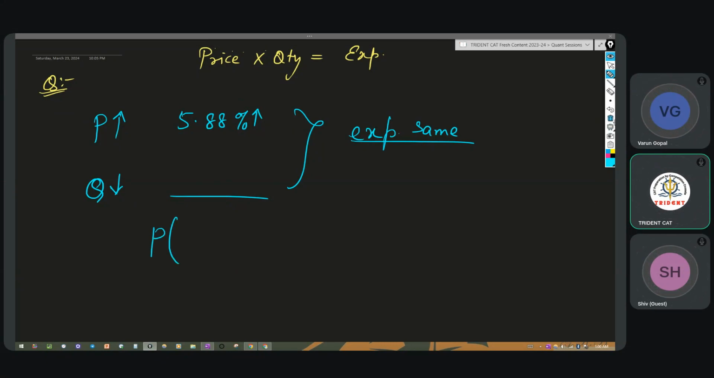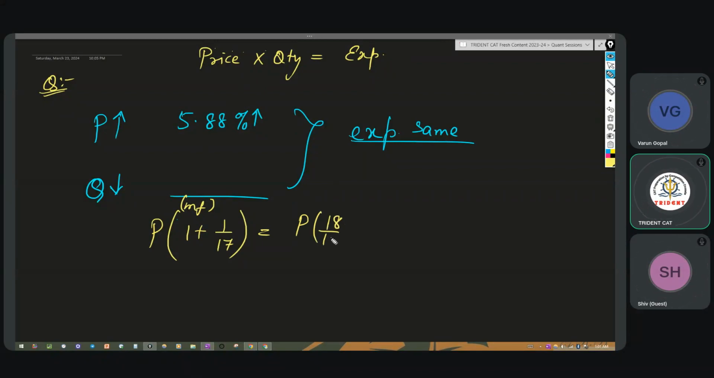Just see this once. Both of you, Shiv and Varun, please pay attention. Can anybody quickly tell me what a 5.88% increment is? I'm talking about the multiplying factor. 1 upon 17. That is 18 upon 17.